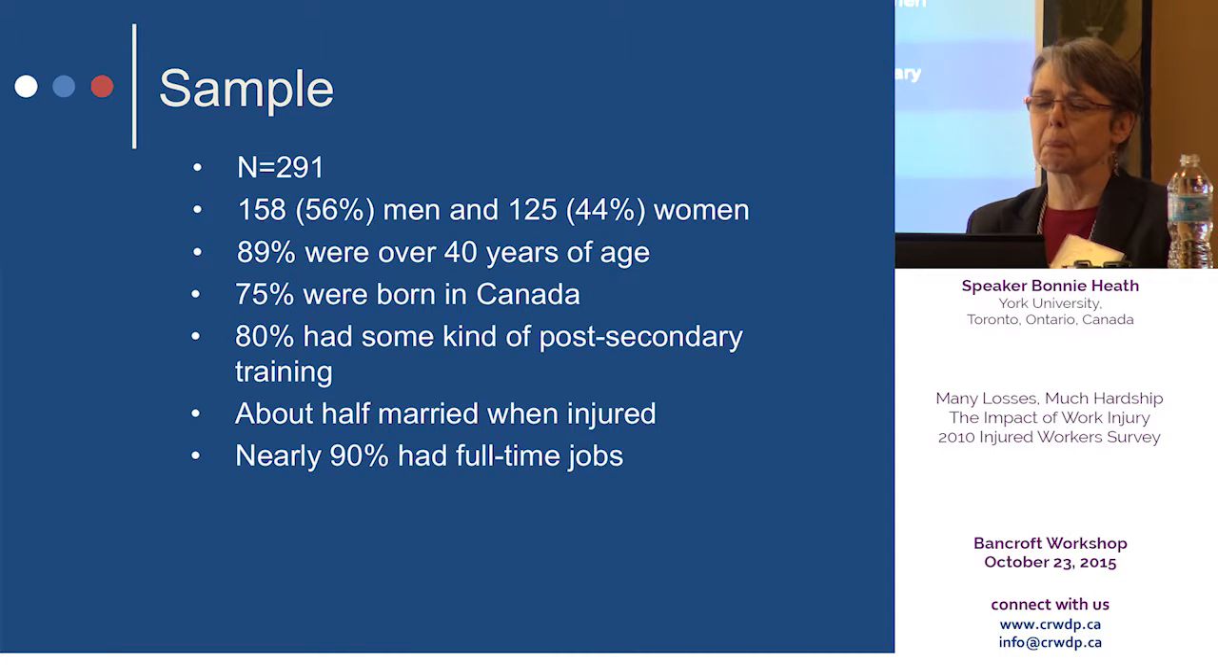And in the end, we had a sample of 291, and we got their characteristics: how many men, how many women, which is going to be important in a minute, and age. It was kind of interesting that most of them were born in Canada. We might have expected more immigrants.